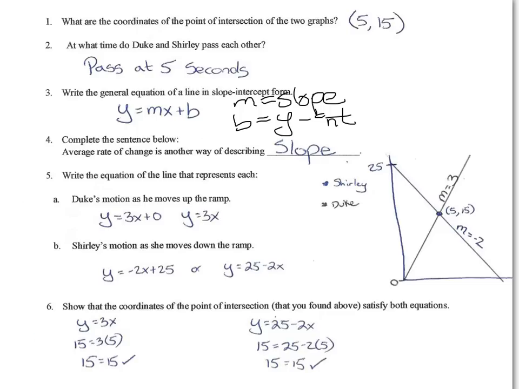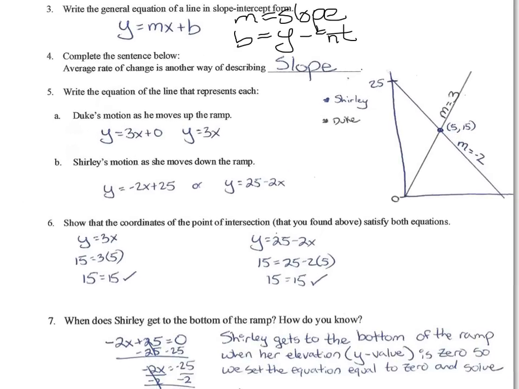Question 6. Show that the coordinates of the point of intersection satisfy both equations. It means show that this point, (5, 15), works in both of the equations you made. So for y = 3x, I plug in the point (5, 15). 3 times 5 is 15, so 15 = 15. And the same with the other equation. I plug in the 5 and the 15 in their respective spots, and I end up getting 15 = 15. So I did show that the point of intersection satisfied both equations. It's like a little check to make sure you did your equations correctly and that you found your intersection correctly.